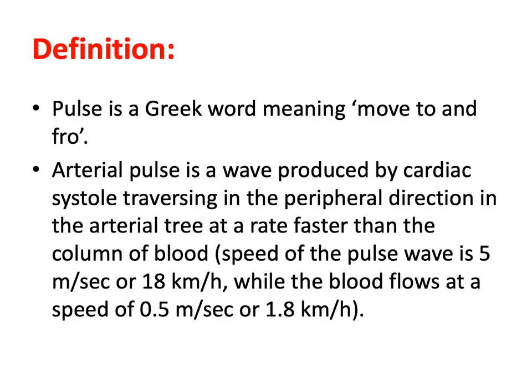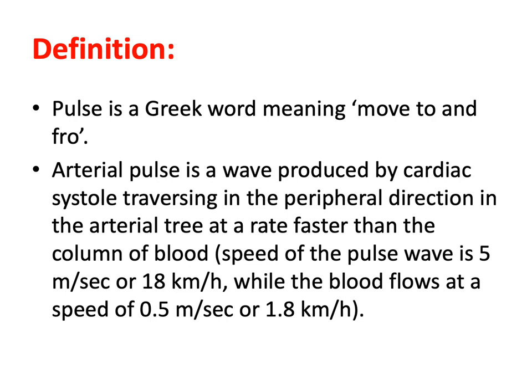First, what is the definition of the arterial pulse? Pulse is actually a Greek word meaning moving to and fro. Which means that it is a movement happening repeatedly from one place to another, from the heart to the peripheral circulation. Arterial pulse is actually a wave that is produced by cardiac contraction, cardiac systole, and it traverses from the ventricle to the aorta ومنها into the peripheral circulation and the arterial tree.